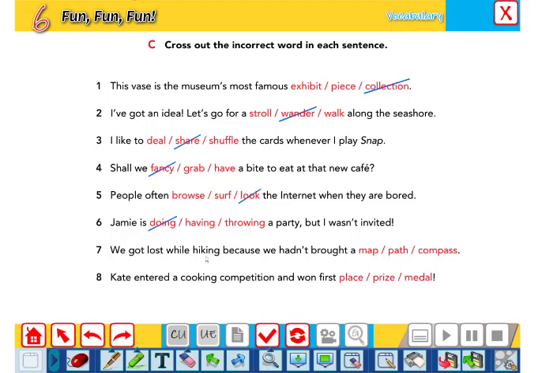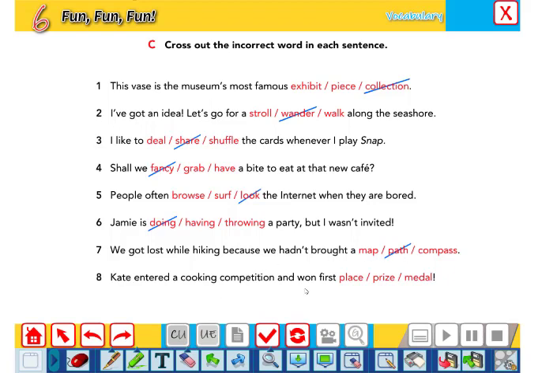One more, number 7: we got lost while hiking because we hadn't brought a map, a path, or a compass. So guys, we know that when we go hiking, we can bring a map, we can bring a compass, but can I bring the street with me? No, we can't. So path is going to be incorrect.